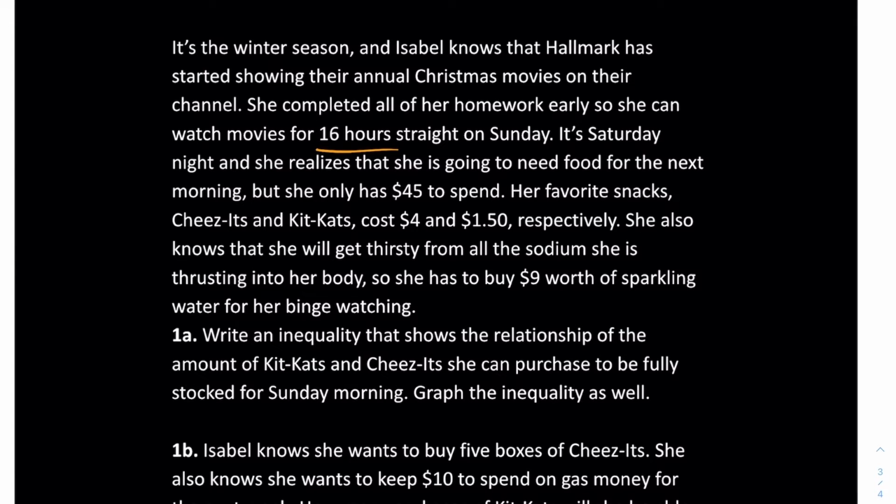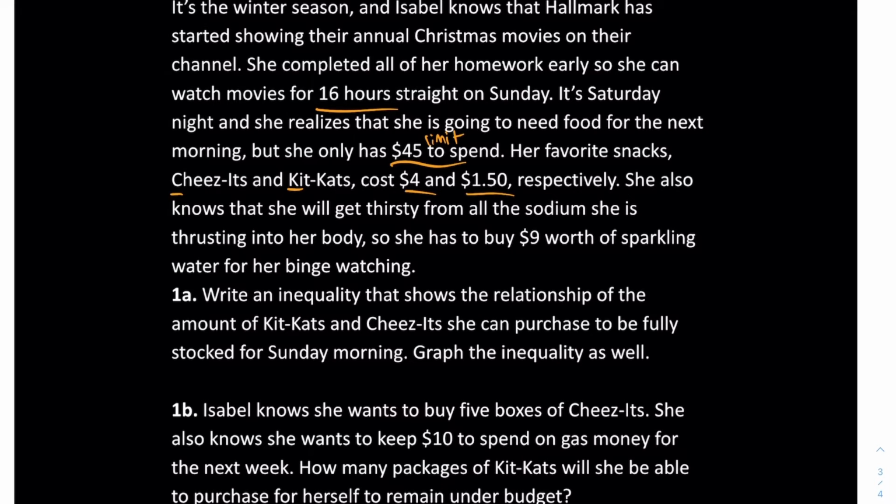It's Saturday night, and she realizes she's going to need food for the next morning, but she only has $45 to spend. That might be our limit. Her favorite snacks, Cheez-Its and Kit Kats, so we could probably use C and K for the variables, cost $4 and $1.50 each, respectively, meaning in that order. She also knows she'll get thirsty from all the salt she's eating, so she has to buy $9 worth of sparkling water in order to stay hydrated while she's eating these snacks.